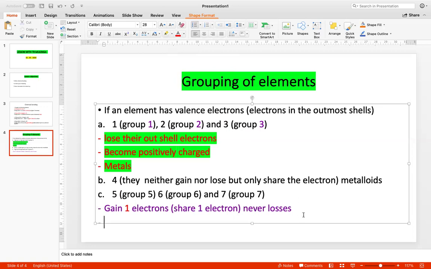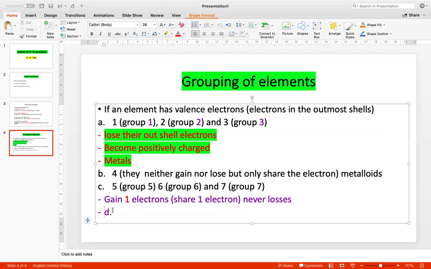Then the last one are those that belong to a particular class of elements. Those that have, if the first shell is 2. If the first shell gets 2 and they are the only elements that are there, and the example is helium, you can do the configuration on your own. Or if there are 8 electrons in the outermost shell, and they are the last ones.